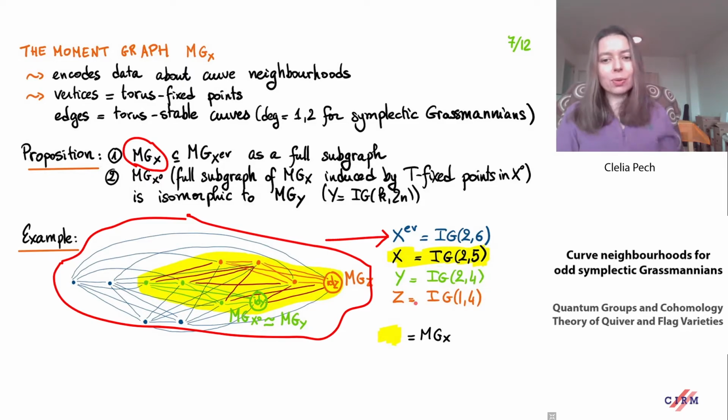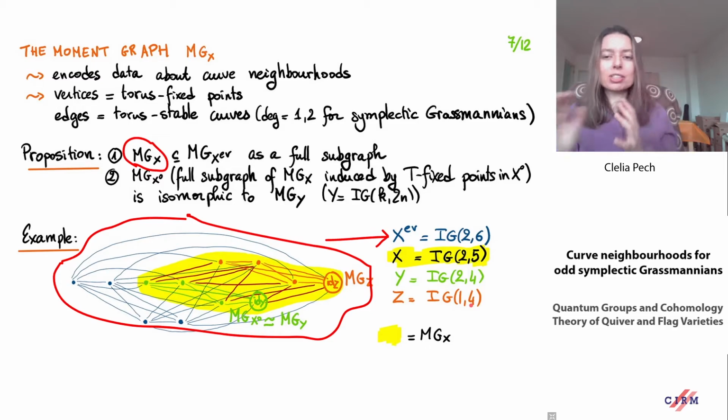So first of all, Z is the closed orbit. It is a subvariety of... so it's a closed orbit for both actions. It's the only closed orbit for the action of the automorphism group. And this appears as a full subgraph of the moment graph of the odd symplectic Grassmannian.